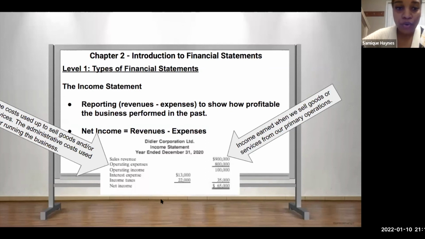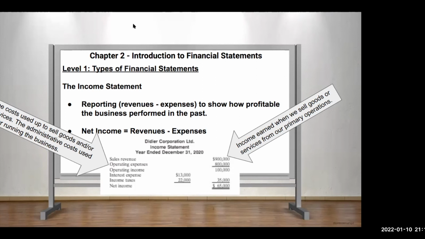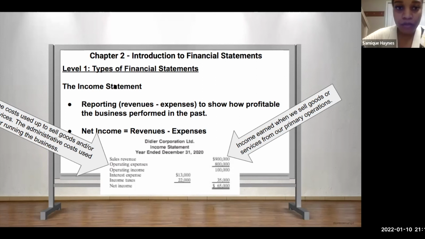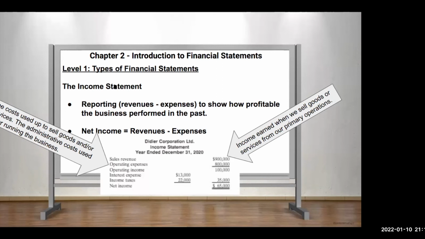All right, so welcome back, everyone. Let's see if we can finish this last part up as soon as possible. In chapter 2, they also introduce us to the financial statements. Not to worry, because there is a chapter for each of these statements coming up in the next couple of weeks. We work on the income statement and balance sheet next week.